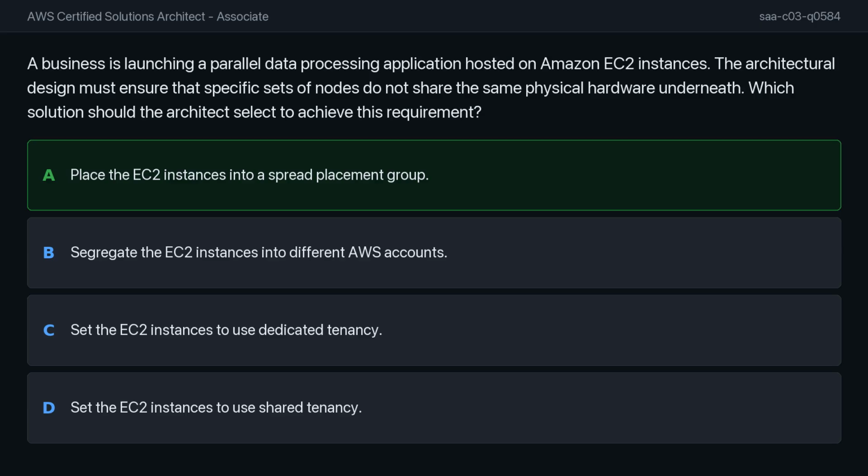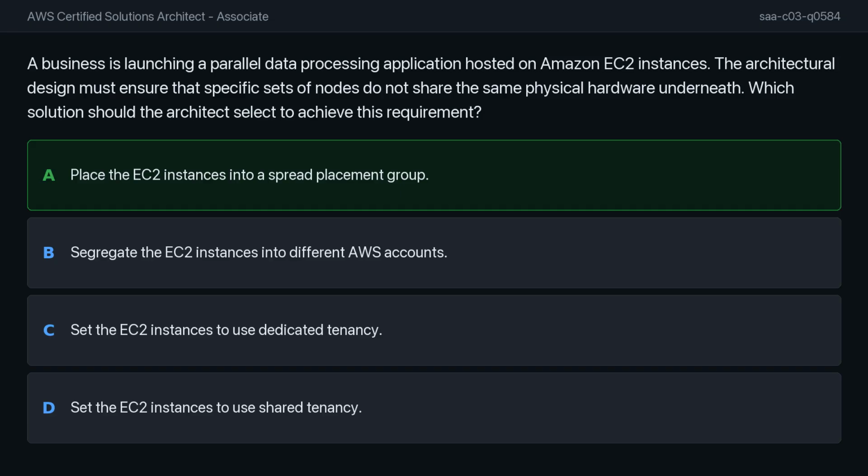In my view, the correct answer is option A, using a spread placement group. This feature is specifically designed to distribute your EC2 instances across distinct underlying physical hardware. By doing so, you reduce the risk of correlated failures that could occur if multiple instances share the same physical host, rack, or power source, which is critical for highly available parallel processing.